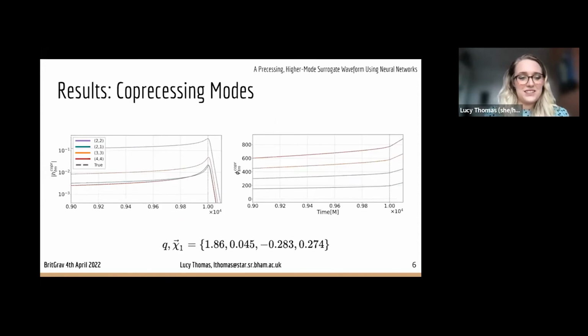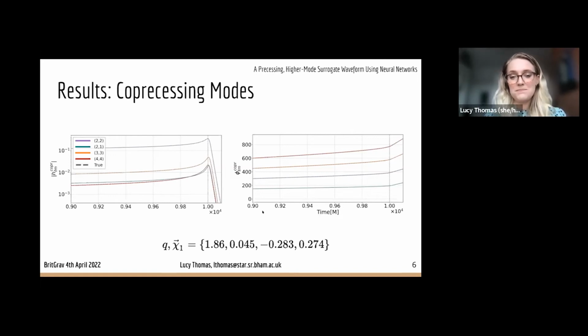So some results. In the left plot, you can see the co-processing mode amplitudes, and on the right, the co-processing mode phases, both the true EOB data in the dashed dark gray lines and the neural network predictions with the solid colored lines for each of the 4 modes we modeled for this particular binary, the parameters of which are at the bottom. So in the context of our parameter range, this is a moderate mass ratio, moderately processing binary, and you can see from the plots that the agreement is extremely good between the real data and our neural network predictions.